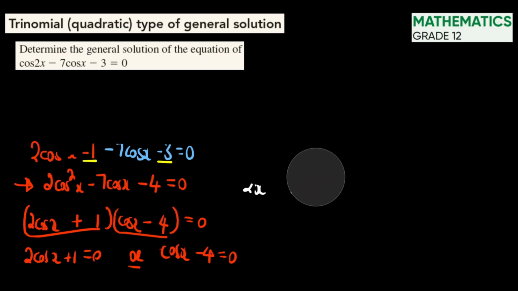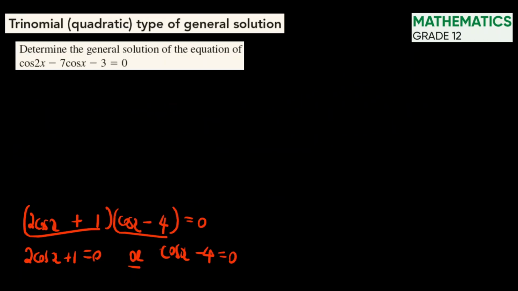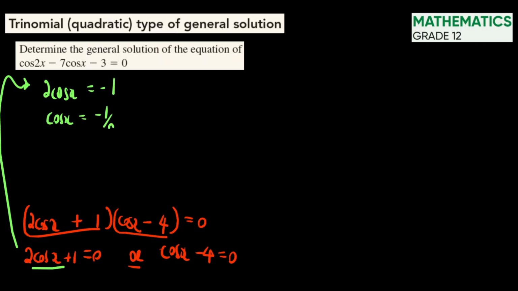So for a moment, let's erase that because we need more working space. So we'll bring it up. So we have to make cos x subject. So we'll have 2 cos of x is equal to minus 1 and cos of x is equal to negative 1 over 2. Or we're dealing with cos of x minus 4. We're making cos of x subject. It's cos of x is equal to 4.